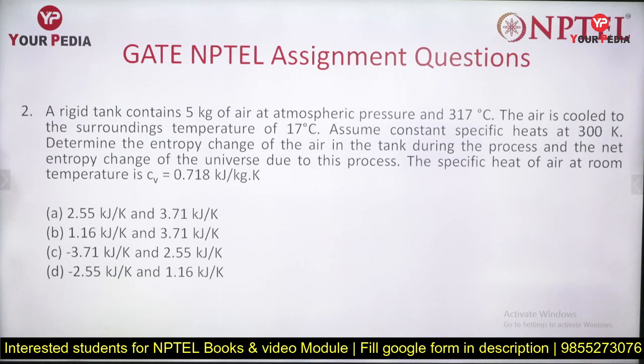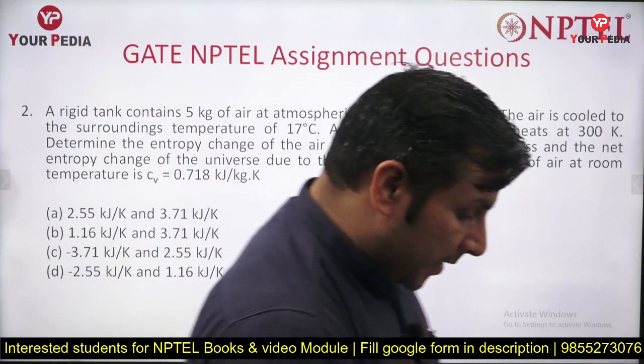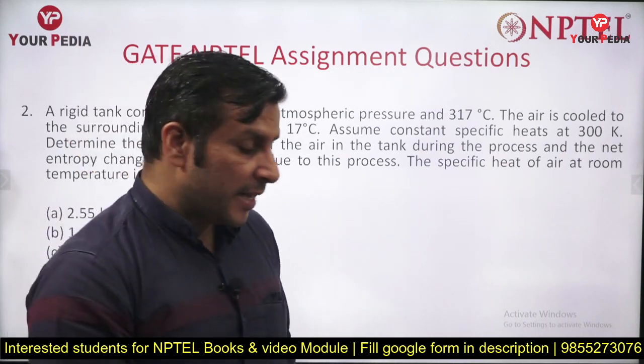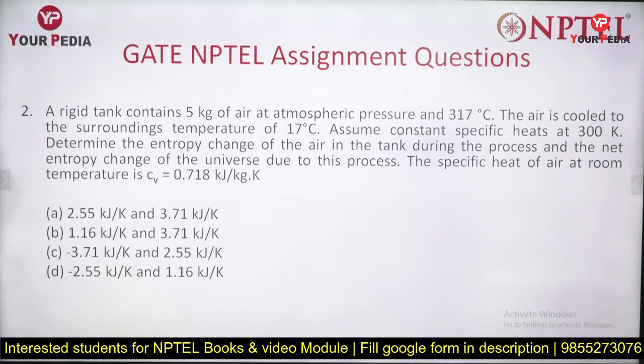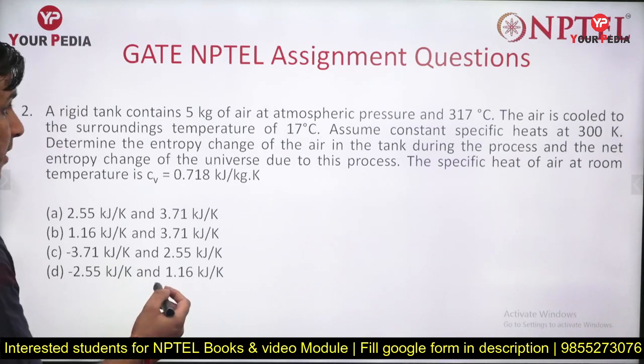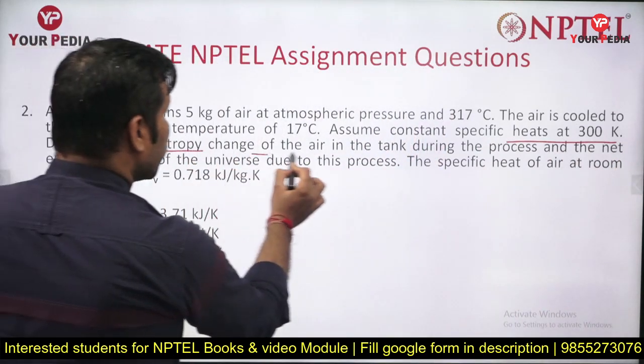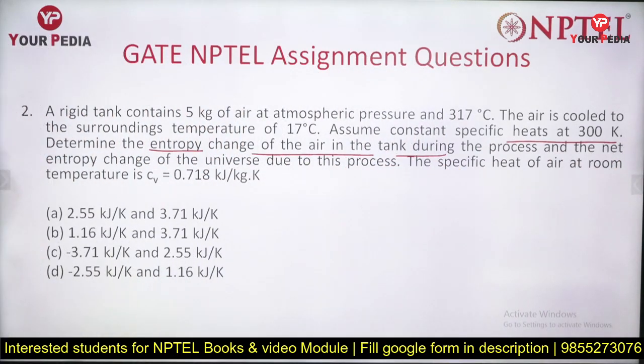Second question, which is question number 50 in that NPTEL booklet. If you have that booklet, you can refer to question number 50. There is a rigid tank containing 5 kg of air at atmospheric pressure and 317 degrees Celsius. The air is cooled to the surrounding temperature of 17 degrees Celsius. Assume constant specific heat at 300 Kelvin. Determine the entropy change of the air in the tank during the process and the net entropy change of the universe due to this process. The specific heats of air are given to you.